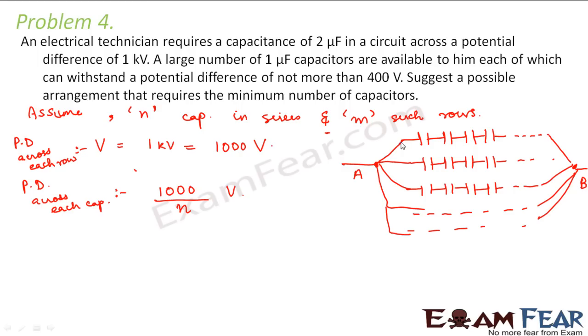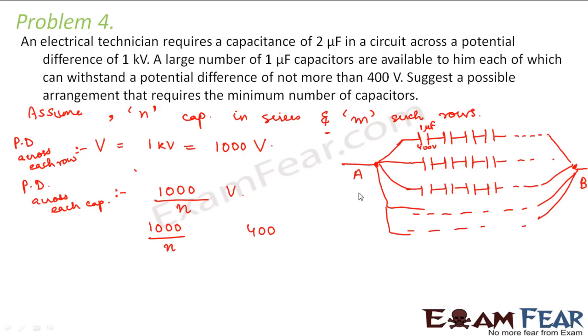But at the same time, we know that each of these capacitors has a capacitance of 1 microfarad and it can withstand a potential difference of maximum 400 volts. That means, according to the question, the maximum potential difference that it can withstand is equal to 400 volts.